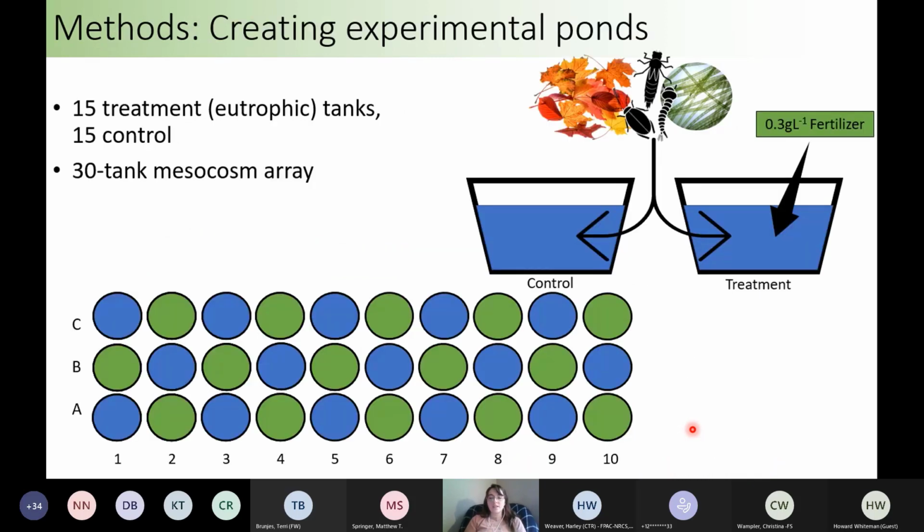So I used 300-gallon cattle tanks as my experimental ponds. 15 were designated as a treatment, and then 15 were the control. All 30 of my tanks received just standard amounts of leaf litter, macroinvertebrate-rich substrate, and the same amount of algae. And then my treatment tanks received a treatment of fertilizer. I just used Osmocote. It's really popular in these mesocosm eutrophication studies. And then those were left to sit for about 25 days before any sampling occurred.